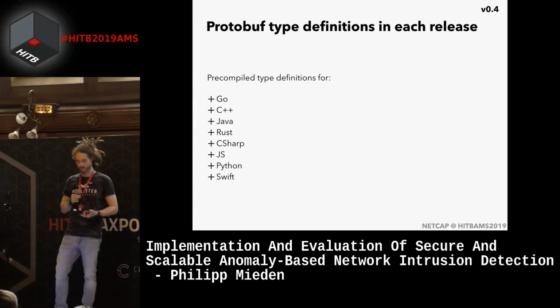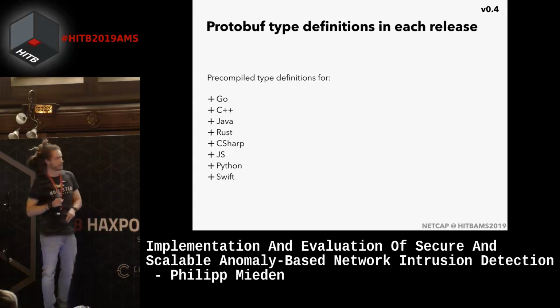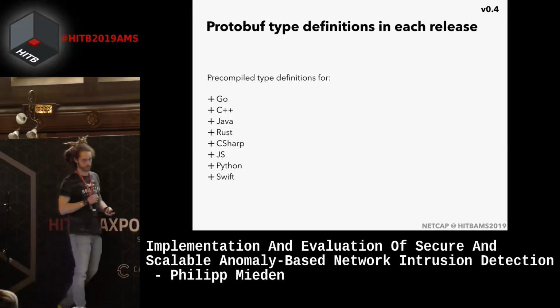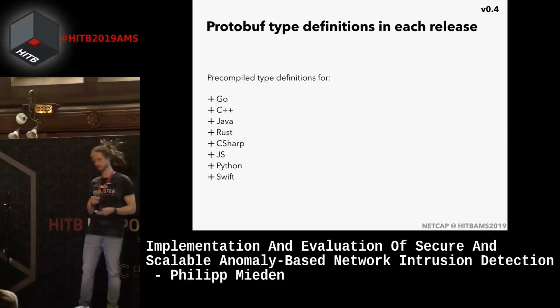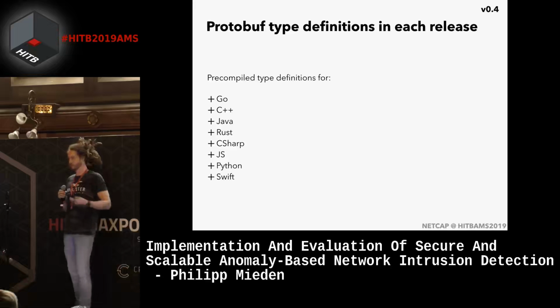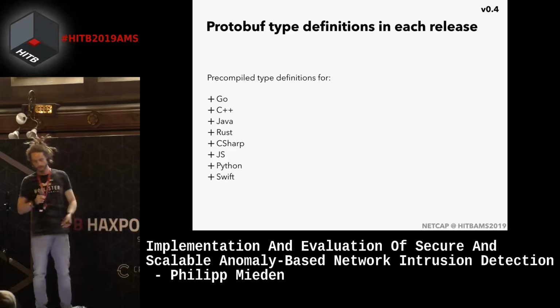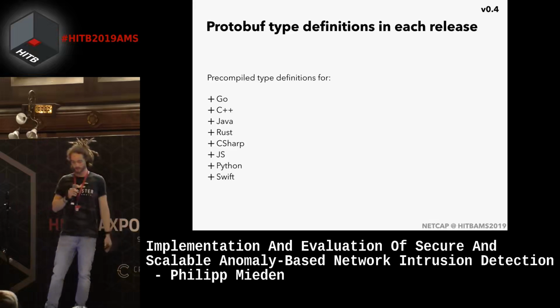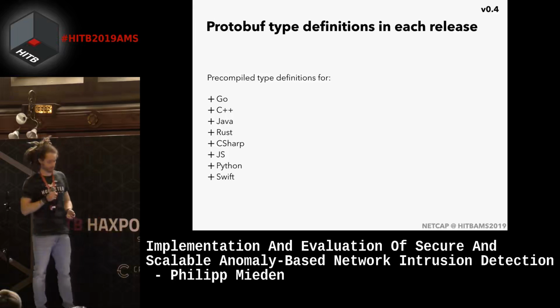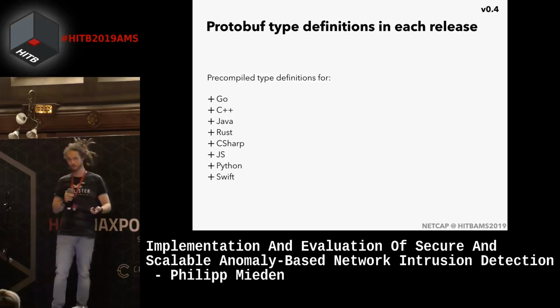Apart from that, I decided to pre-generate the type definitions for a few common languages and include them in each release, so you don't have to do this yourself. You can just download the latest release, and if you want to work with the data in Rust or Java or whatever, you can just use the pre-generated ones without having to set up the proto-compiler.